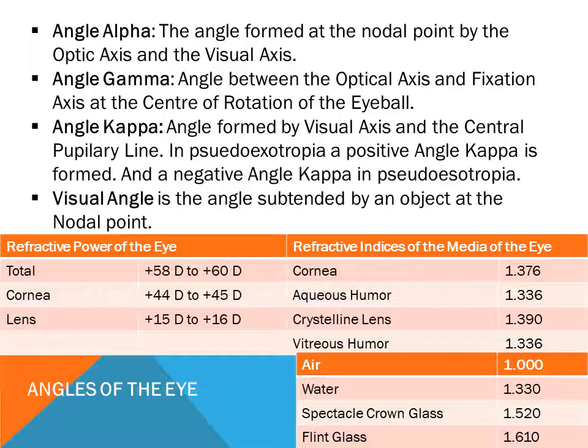In pseudo-exotropia, a positive angle kappa is formed and a negative angle kappa is formed in pseudo-esotropia. Visual angle is the angle subtended by an object at the nodal point.